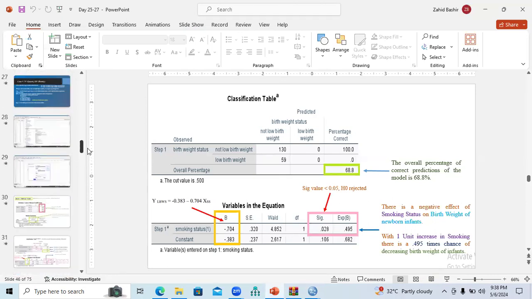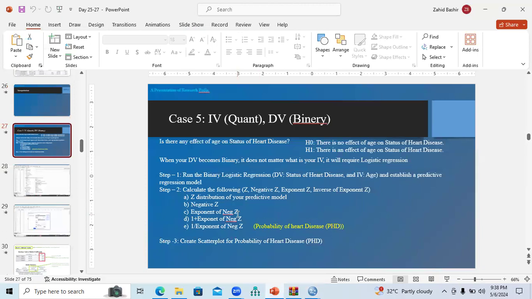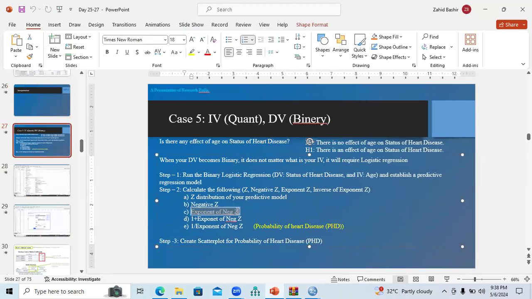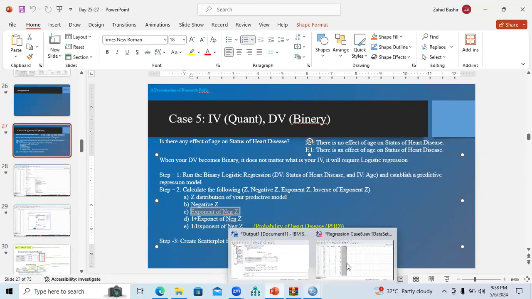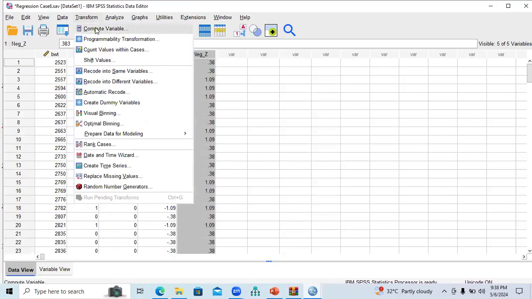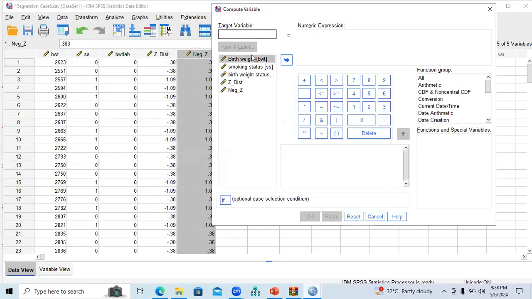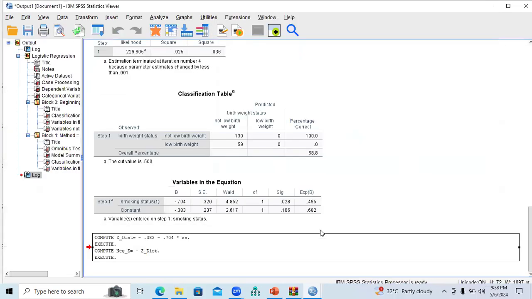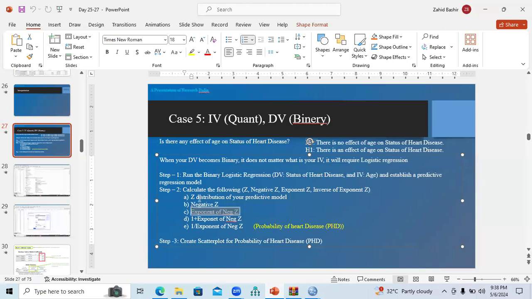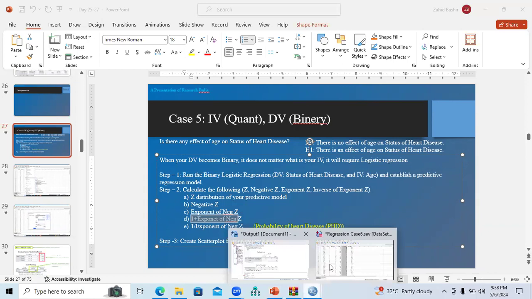If you remember, the next step was exponent of negative Z. This was the next step. So we go to transform, compute variable, reset, exponent Z. So what we need to do, exp within bracket, double click negative Z and bracket close and click on OK. After creating exponent of negative Z, we need to create 1 plus exponent of negative Z.